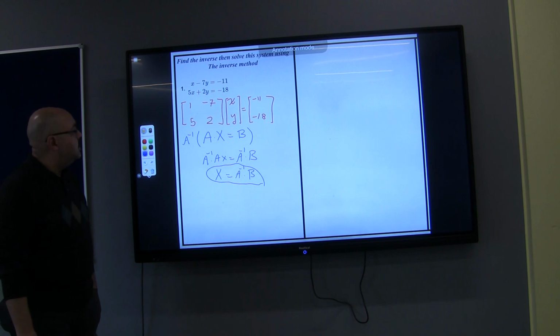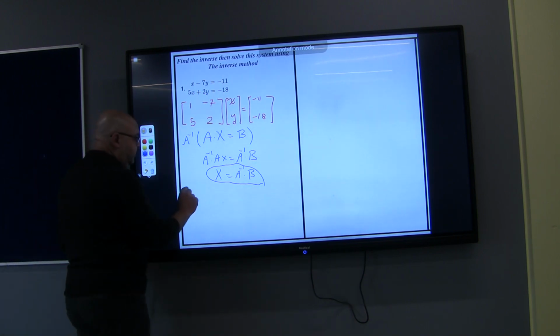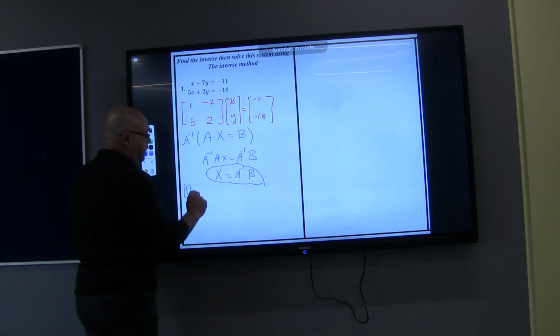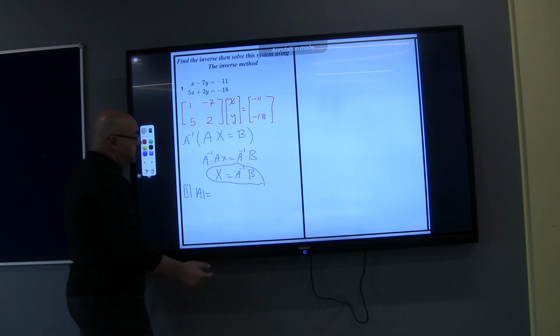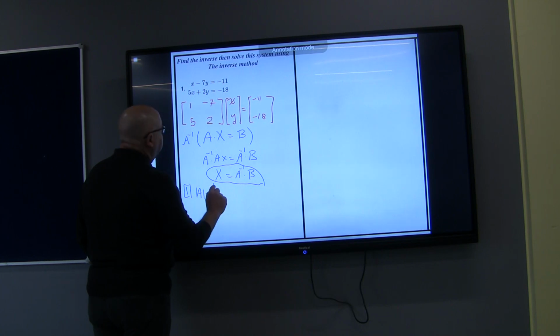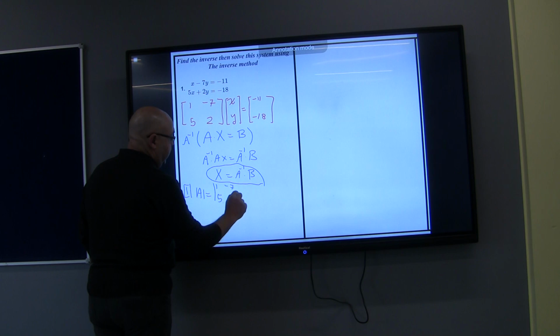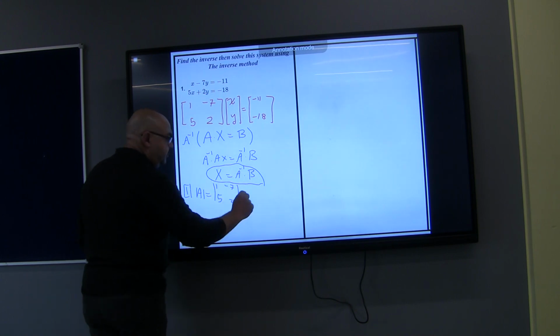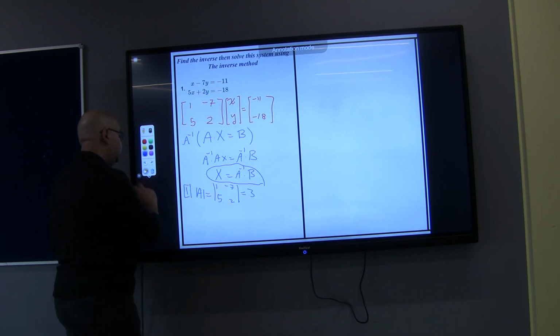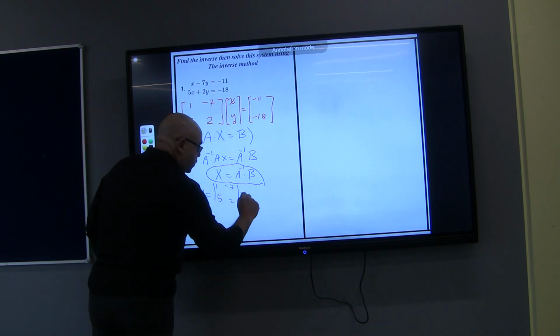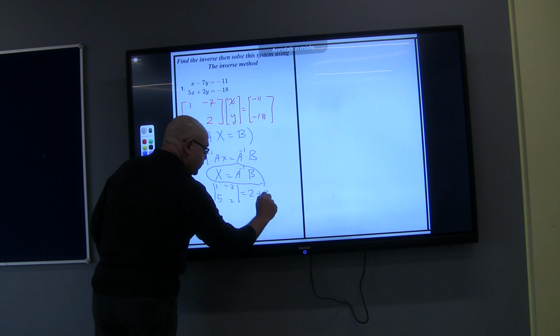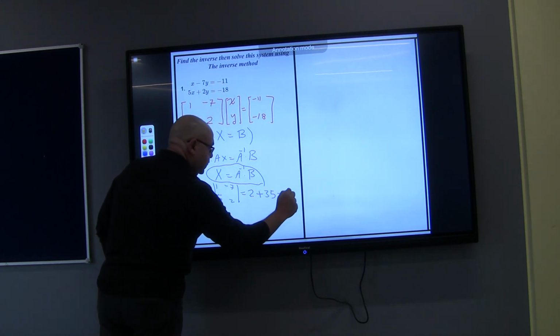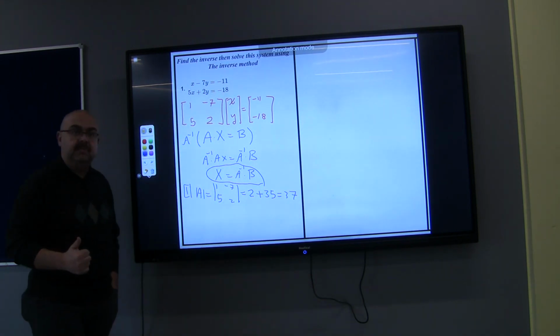Let's start doing that. In order to get the inverse, the first step is to get the determinant of A, or the determinant of the coefficient matrix, which is simply the determinant of 1, 5, negative 7, and 2. And this is going to come up to 37. Let's do it. So it's going to come up to 2 plus 35, which is going to be 37. This is the first step.